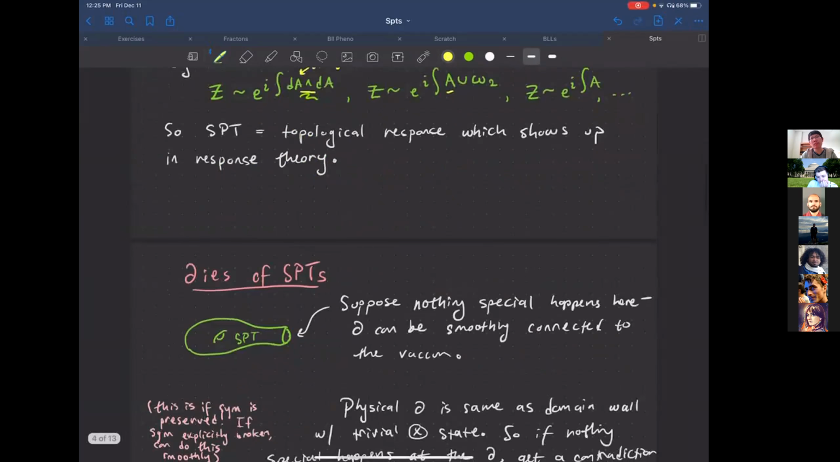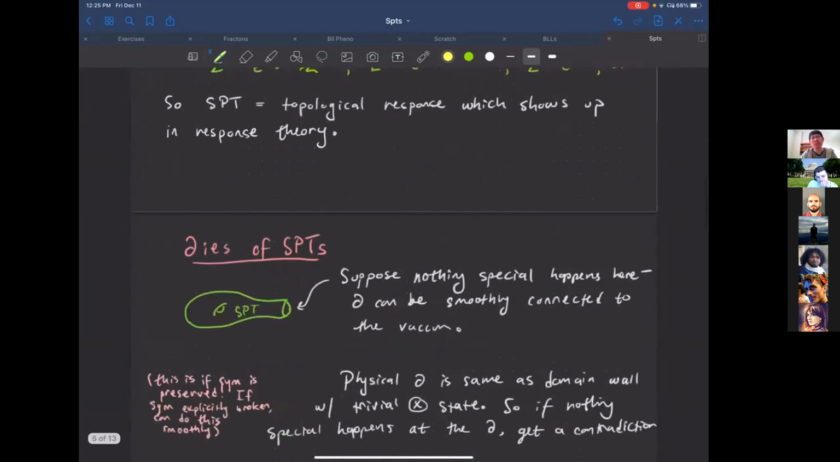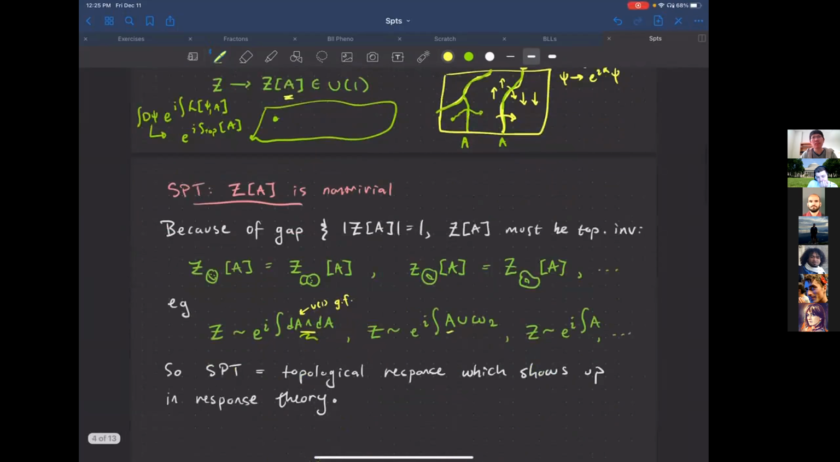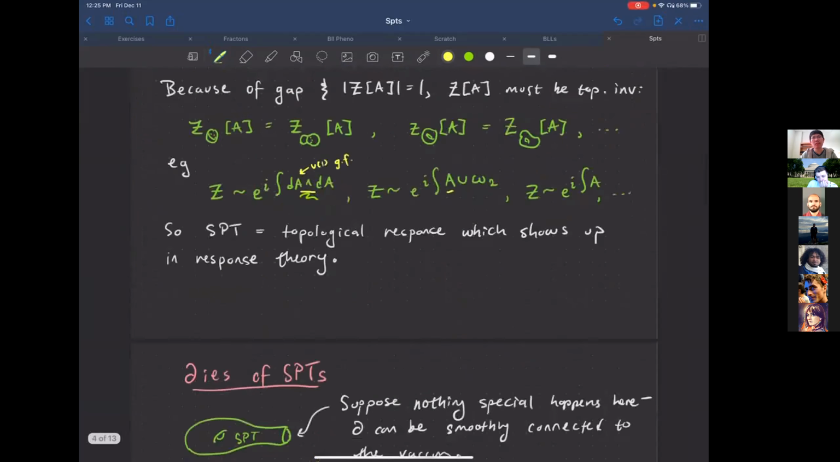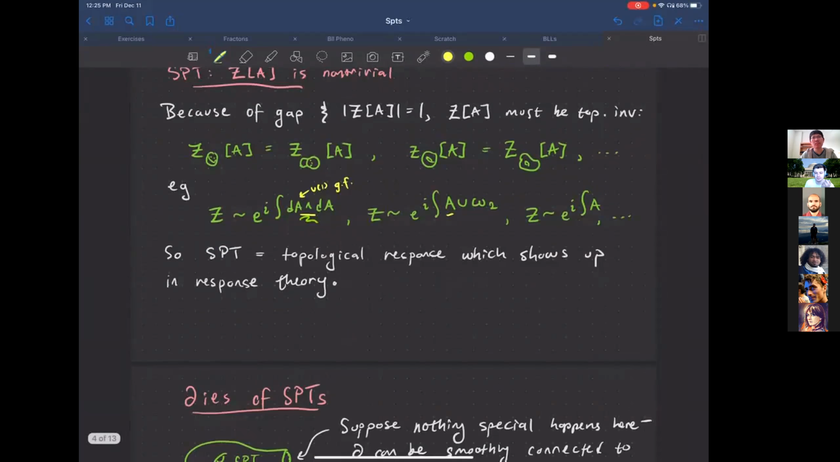Two slides from now, we're going to see an example of how this works. Great, thank you. So what we have is topological response theory. The way I like to think of things is that an order one fraction of physics is computing path integrals with background fields, and SPT is just the simplest possible thing you can get when you do something like this.